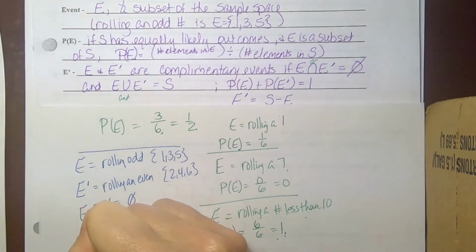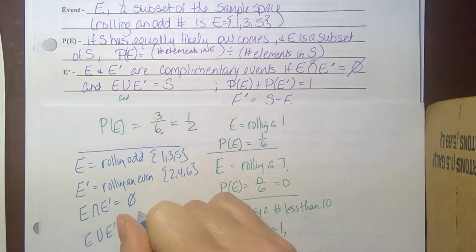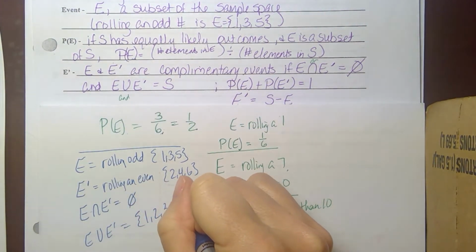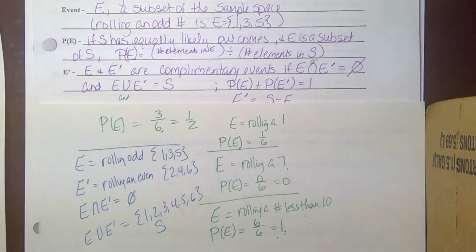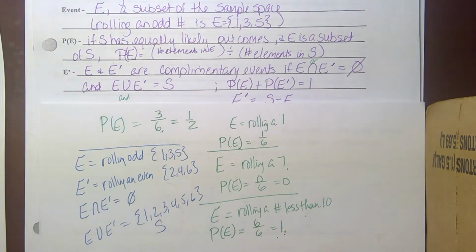If I look at E or the complement, if I include every value in E or E prime, I have 1, 2, 3, 4, 5, 6. That's the entire sample space. That's everything. Nothing's left out. This means that these two events, rolling an odd, rolling an even, are truly complementary events.